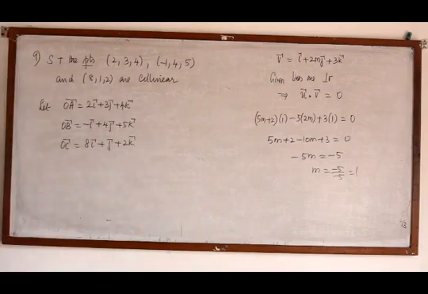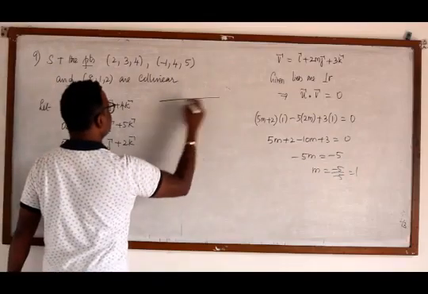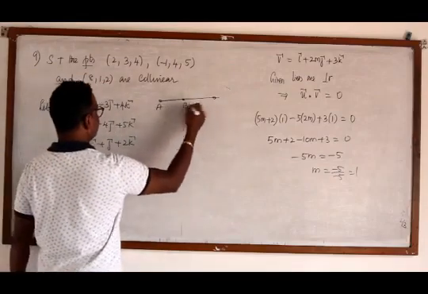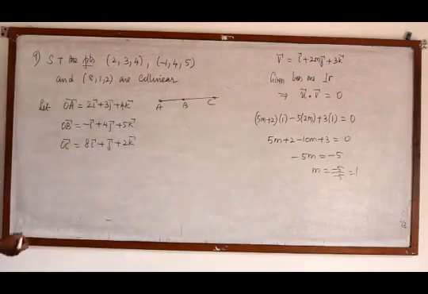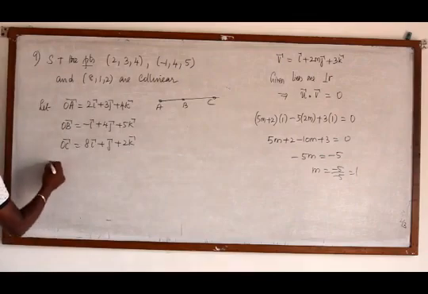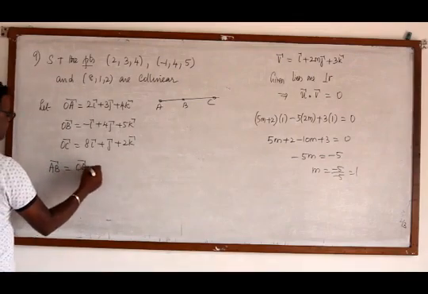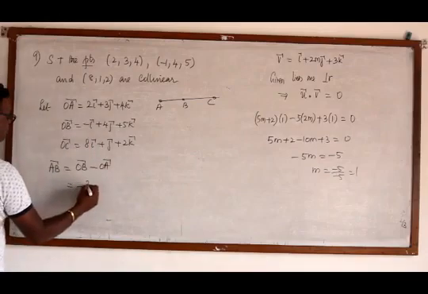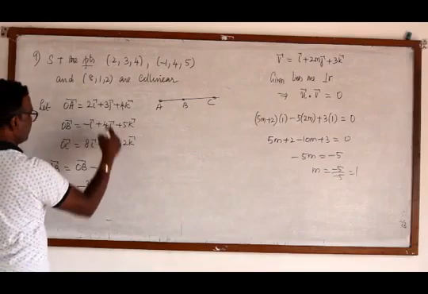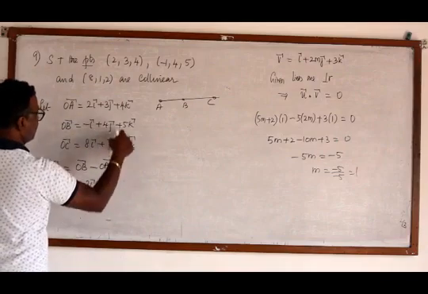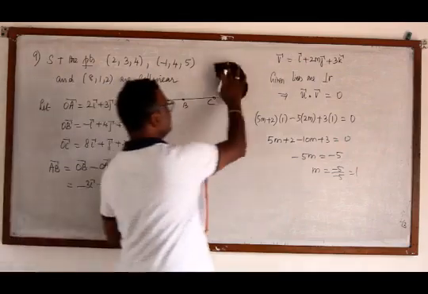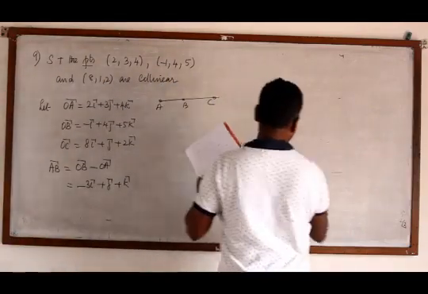Now I have to prove these points are collinear, that all these points are lying on the same line. This is what I have to prove. Let me find the vectors. Let me find the AB vector. Then it is OB vector minus OA vector, isn't it? Minus 1 minus 2 is minus 3i, 4 minus 3 plus j, 5 minus 4 plus k. This is AB vector.